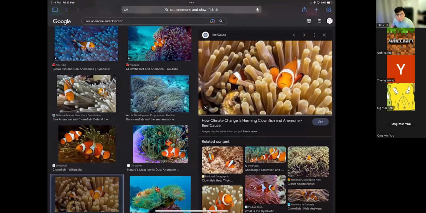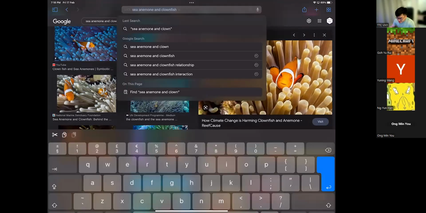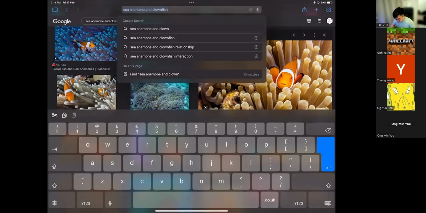Now you have Nemo here. So the sea anemone protects the clownfish, and the clownfish will clean them up by eating the dirt on it. Pistol shrimp, and oh wow, I really didn't know that. Okay, cool. Right.